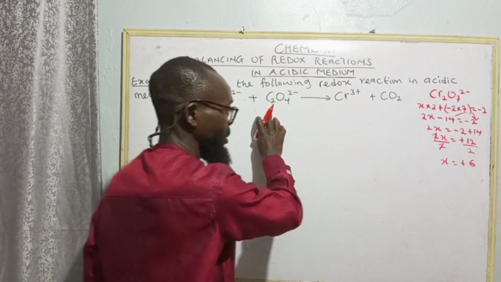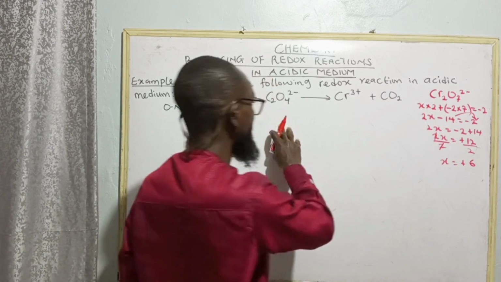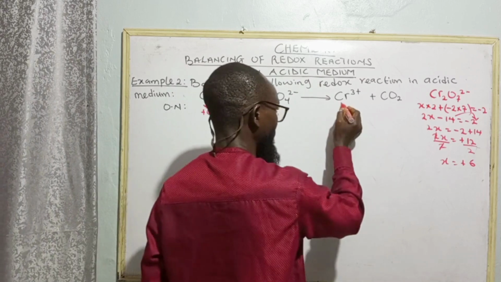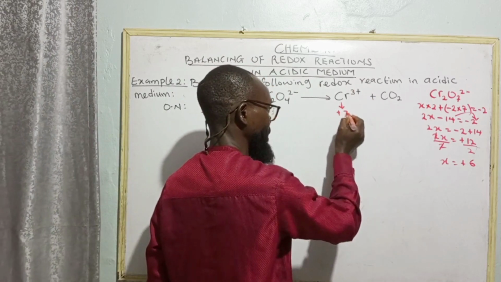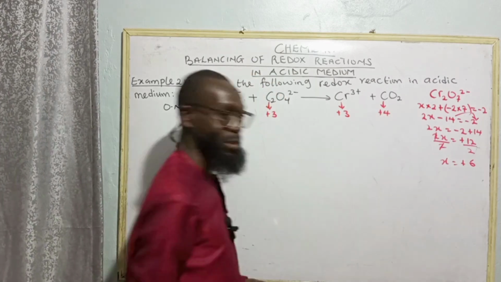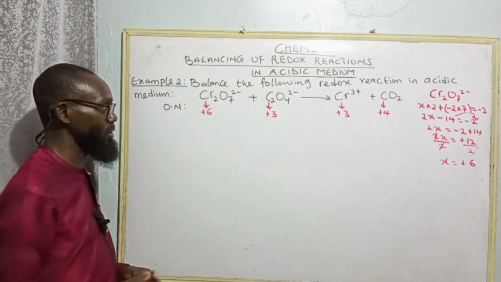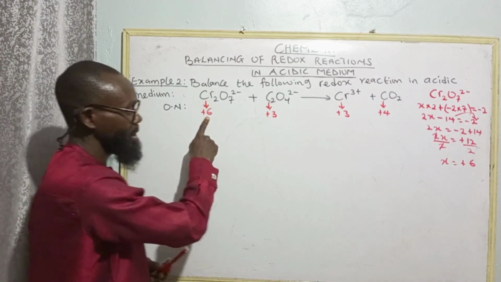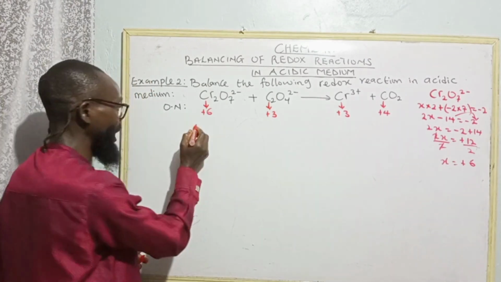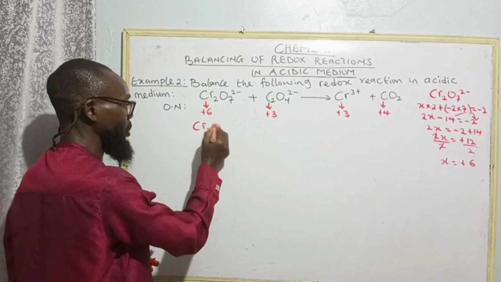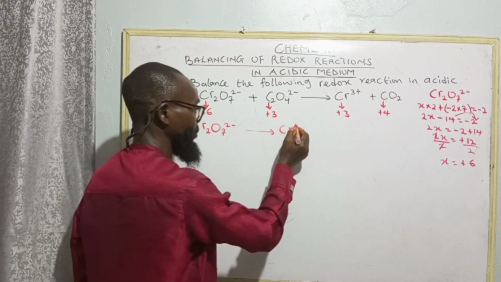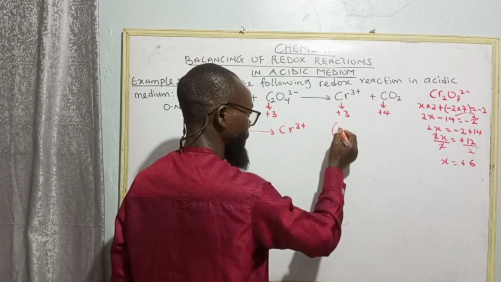What of carbon here? We've worked this one in the first example. So our carbon here is plus 3. Then chromium will equal the power here, which is plus 3. Then carbon, we've done this one in the first example, plus 4. Now I want to separate this into oxidation and reduction. Chromium is moving from plus 6 to plus 3. That is, it's reducing. So we have Cr2O7 2 minus to give Cr3 plus. We call it what? Reduction.